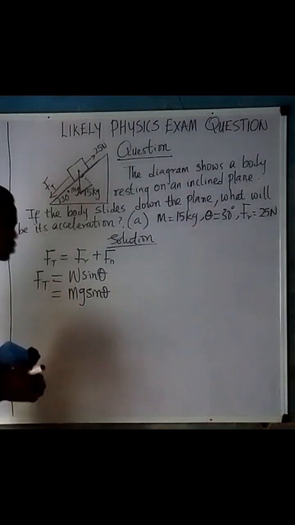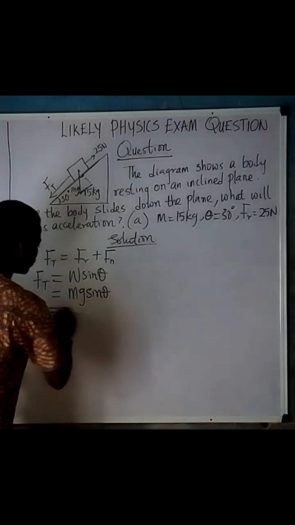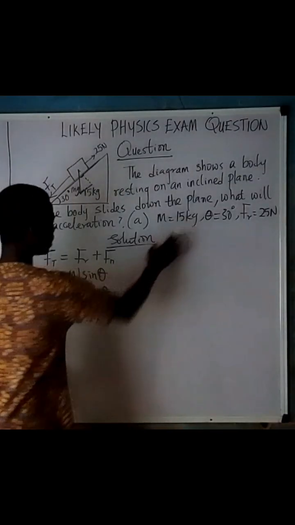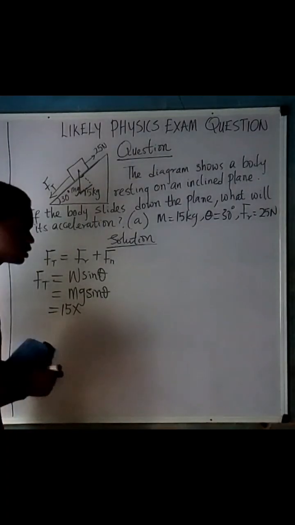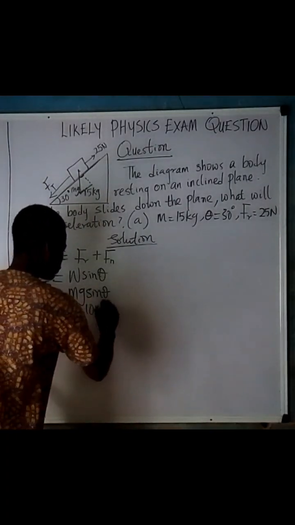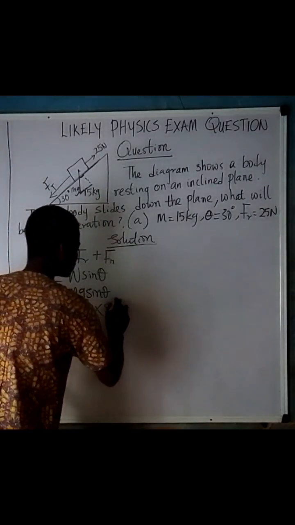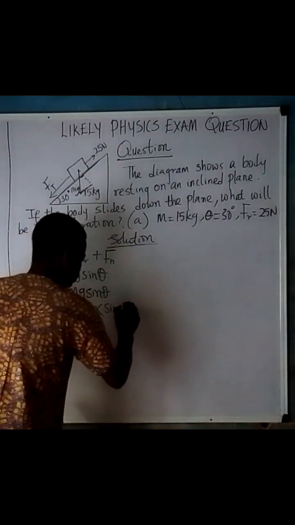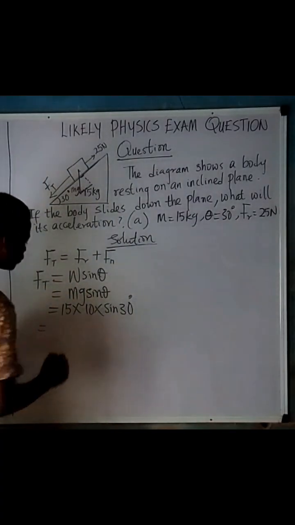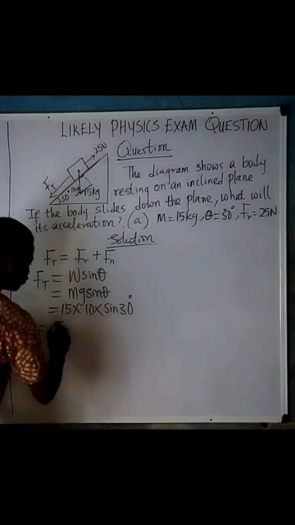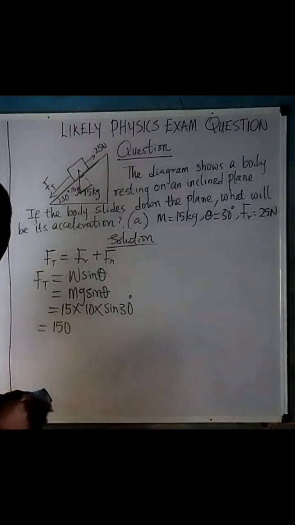Now let's use this to get our Ft. From here, we now say, what is our mass? Our mass was given to be 15. What do we know gravity to be? Approximately, it's 10. Then sine, what was this angle given? They said 30 degrees. So sine 30 degrees. So we progress. From here, we'll say 15 times 10 is 150.